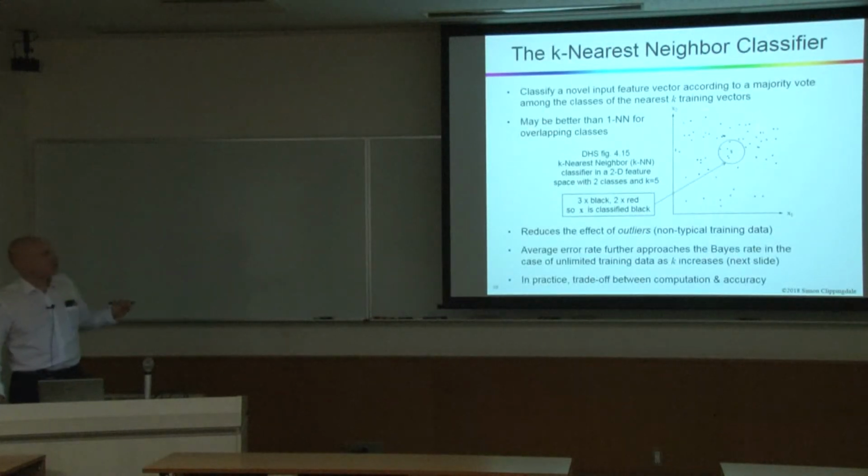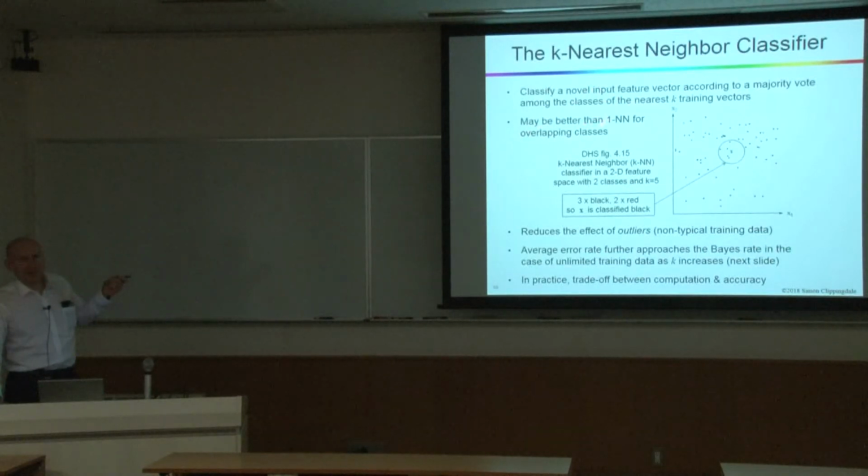There are some things you can do to improve this performance. You can classify a novel input feature vector according to a majority vote. Instead of just finding the nearest input sample, you can say, well, we'll take the k nearest training vectors. For example, this is the nearest 5 vectors to this data point, and take a majority vote among them. And the class which has the most vectors within that neighborhood wins the contest.